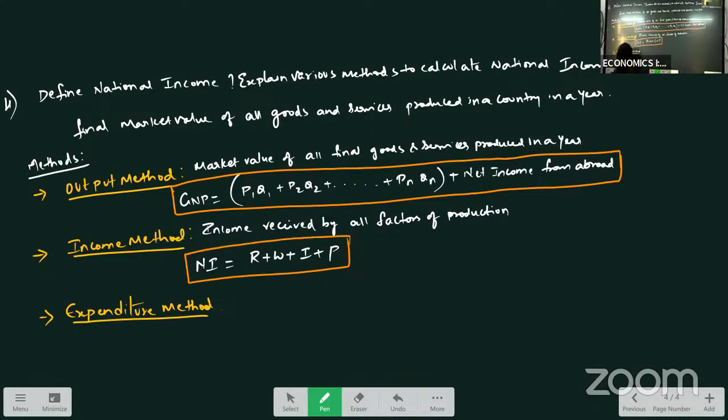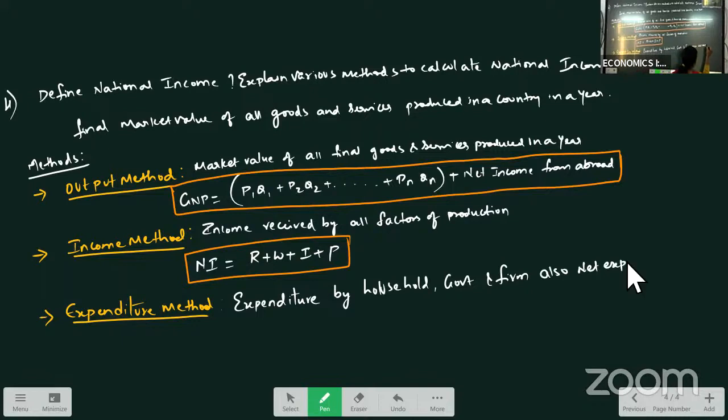Then next one we have the expenditure method. Here we consider all the expenditure incurred by the society. Expenditure by households, government, and firms are added together. Also, we include net exports. Okay, so how will you calculate the national income here?